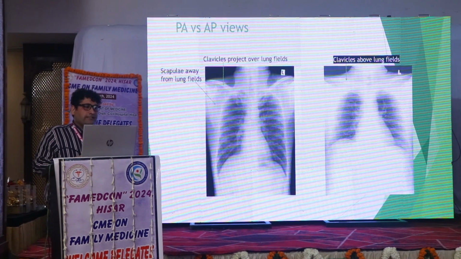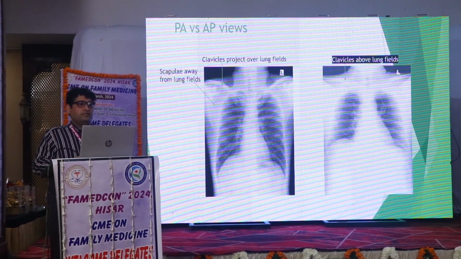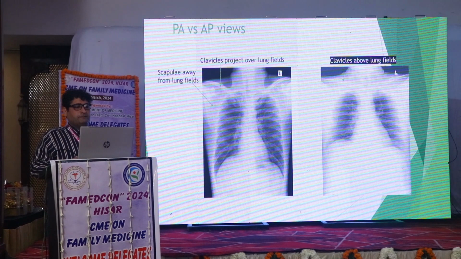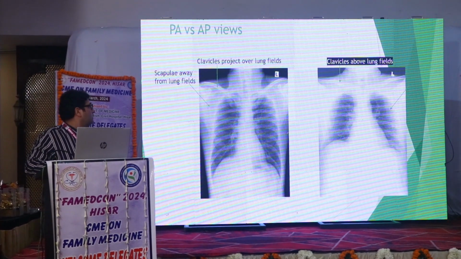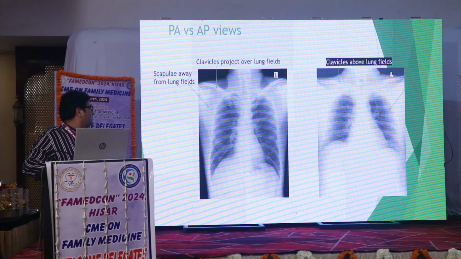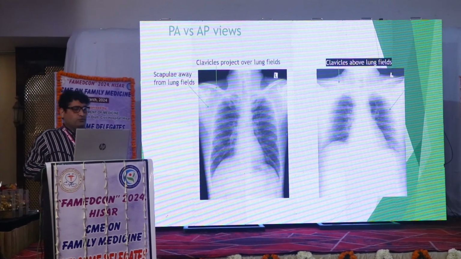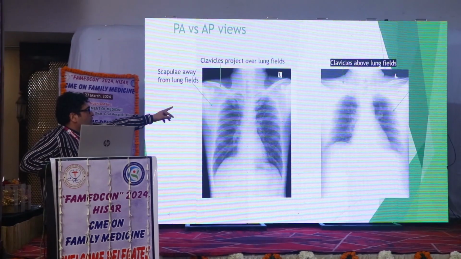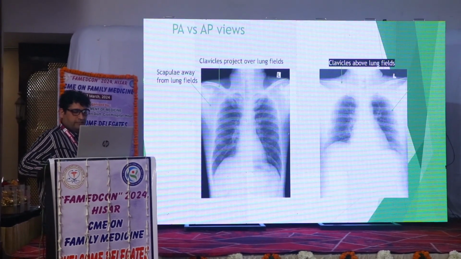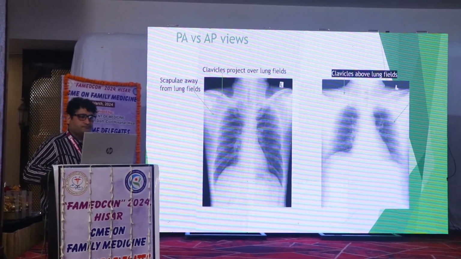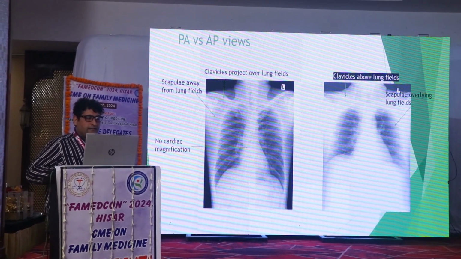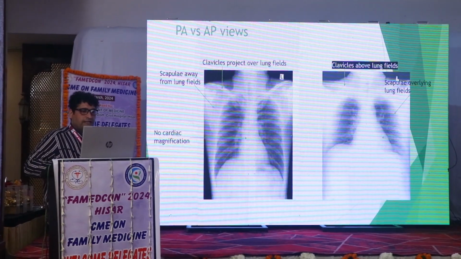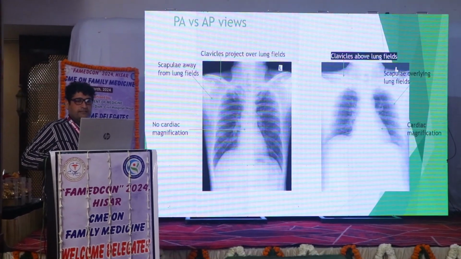In the PA view, the scapula is lying away from the lung field, as I have told, because we keep the hands over the hips. But in the AP view, the scapula border can be seen within the lung field, so it is obscuring the lung field. And in PA view, there is no cardiac magnification. However, in AP view, cardiac magnification is seen.